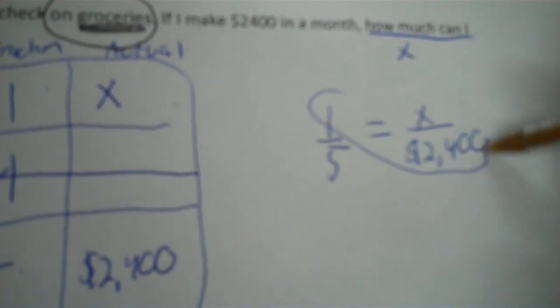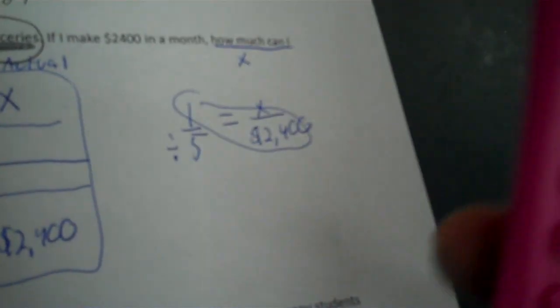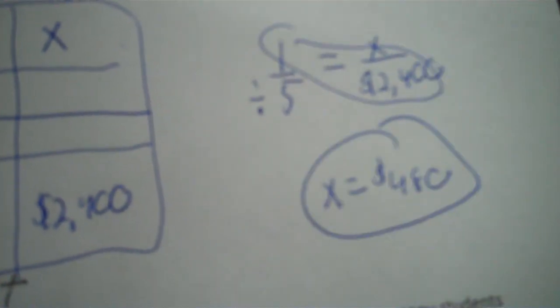So then we just cross multiply and divide. So 1 times 2,400 divided by 5 is going to be 480. And then of course the label is the same as the 2,400, so $480.